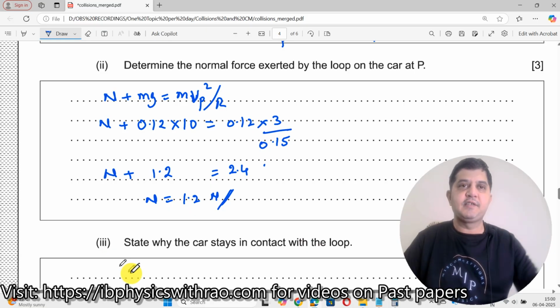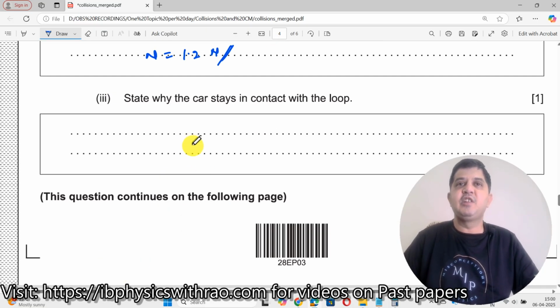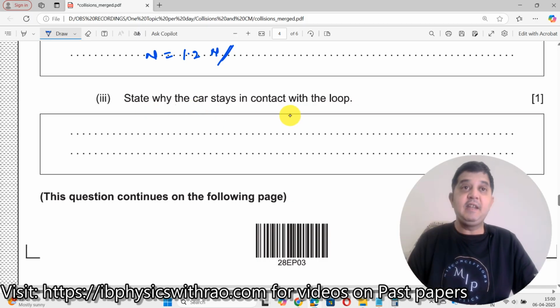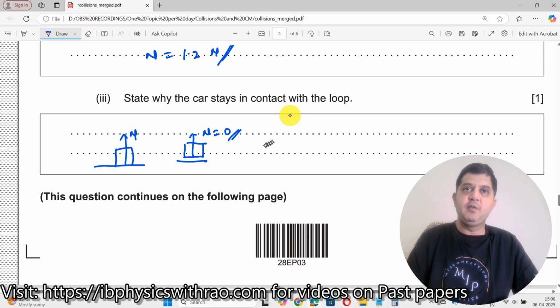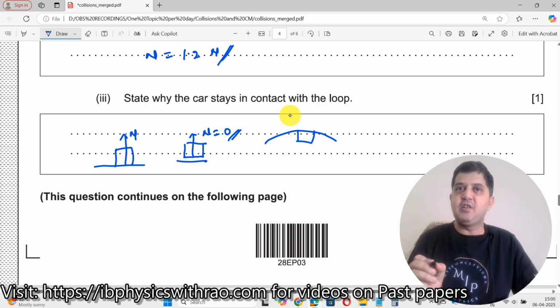Next. State why the car stays in contact with the loop. Any object, the moment it is in contact with the loop, there is a normal force. Now let us say this object is not in contact with the surface. What do I mean by it? It is floating, say 1 nanometer away from the surface. What is the value of the normal force? The normal force N is equal to 0, because there is no force given by the surface to the object. Now in this case, the car is on the surface. Is it in contact with the surface? Yes. If it is in contact with the surface, then the normal force should be greater than 0.